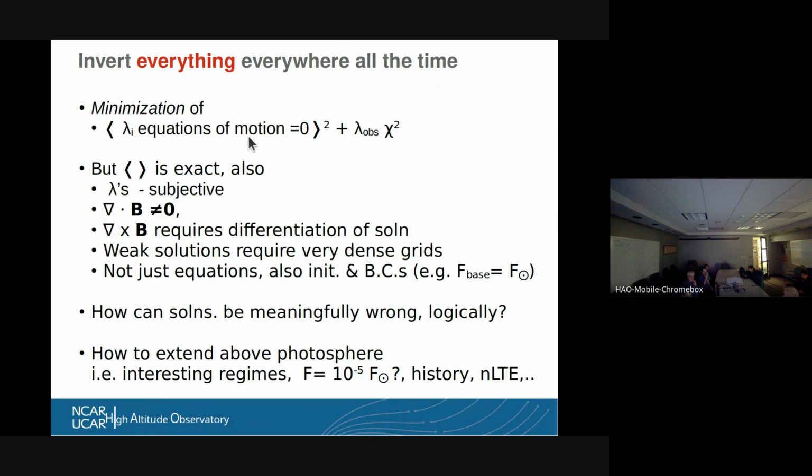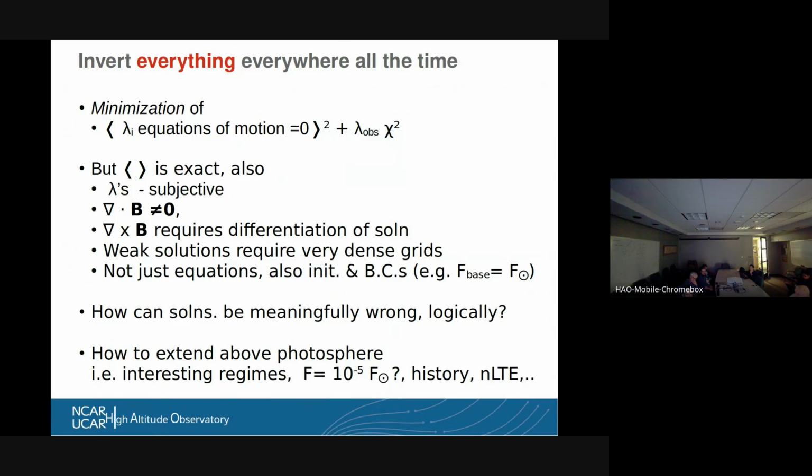These equations of motion are not there to be approximated. Given the physics you know, those are exact. Div B is not approximately equal to 0, it's 0. Furthermore, curl of B, why is the curl of B interesting? Well, it's the Lorentz force, the thing that's dominating the force balance above a certain height, not in the photosphere. But if you want that thing, you've got to differentiate the solution.